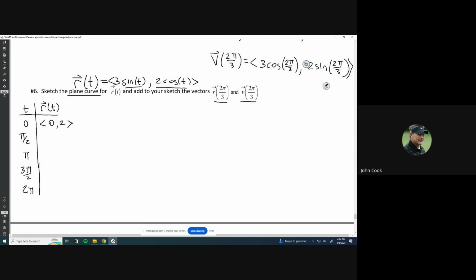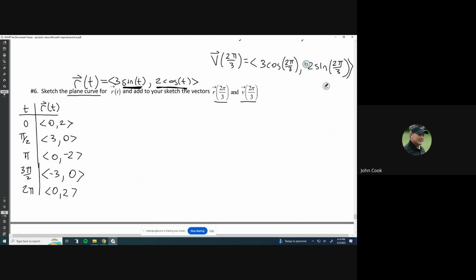Next, if I plug in pi halves, sine of pi halves is 1, so 3 times 1 is 3. And the cosine of pi halves is 0, so 2 times 0 is 0. If I plug in pi, sine of pi is 0 again, and cosine of pi is negative 1, so 2 times negative 1 is negative 2. If I plug in 3 pi halves, I get negative 3 for one and 0 for the other. And at 2 pi, I'm back at 0, 2.